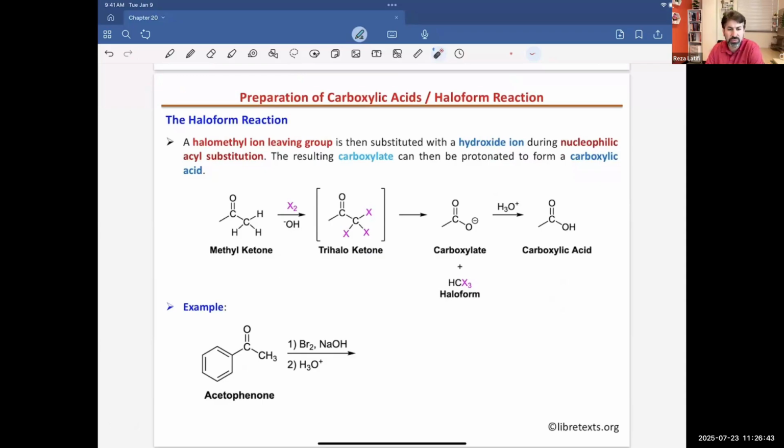Next I'm going to add another mole from the base. And this time I will take those 3 hydrogens and replace them with X. And that's technically going to give me CX3. And now that I have this species, it can be a good leaving group.